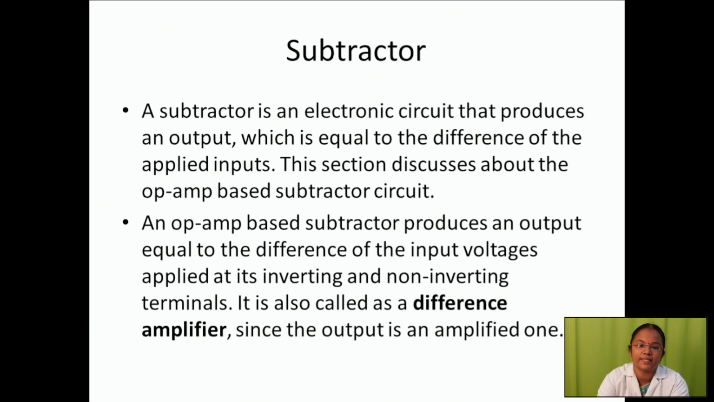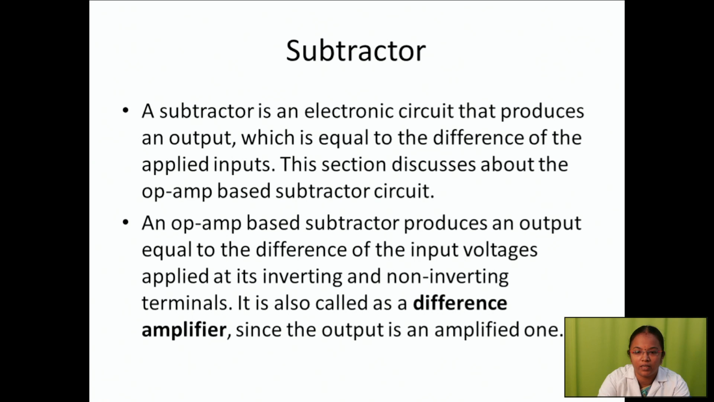The next application we are going to see is the subtractor. A subtractor is also an electronic circuit that produces an output equal to the difference of the applied inputs. In this section, we are going to see the op-amp based subtractor circuit. An op-amp based subtractor produces an output equal to the difference of the input voltages applied at its inverting and non-inverting terminals. It is also called a difference amplifier since the output is an amplified one.